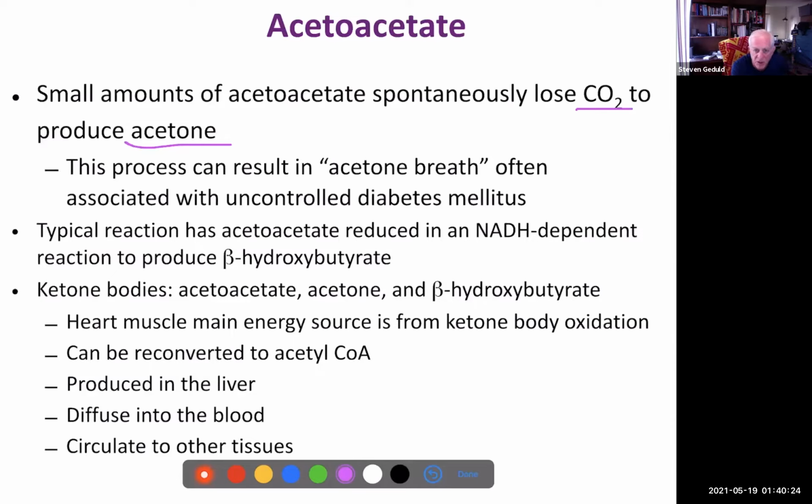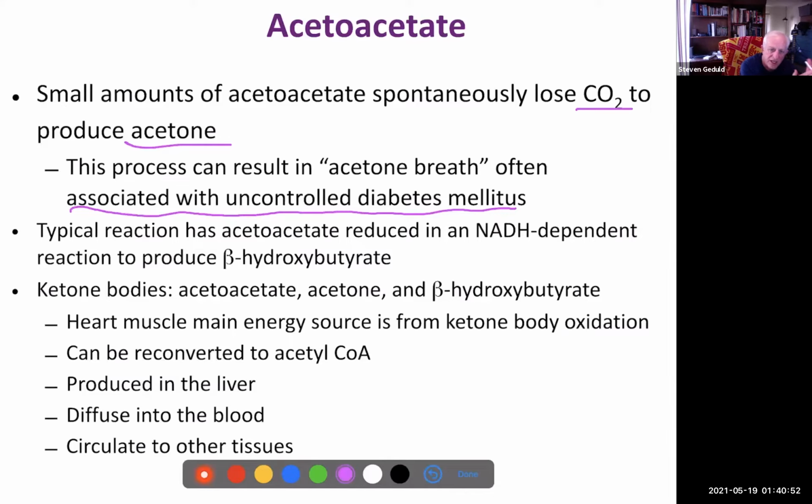Acetone you can also smell, and it's called acetone breath. Acetone has a specific smell. Paint thinner, paint remover, is acetone. It's often associated with uncontrolled diabetes. Some of your patients will have breath that smells like acetone. That's an indication of acetoacetate being broken down, producing acetone, in a condition of uncontrolled diabetes.